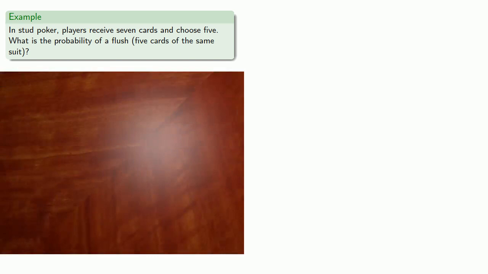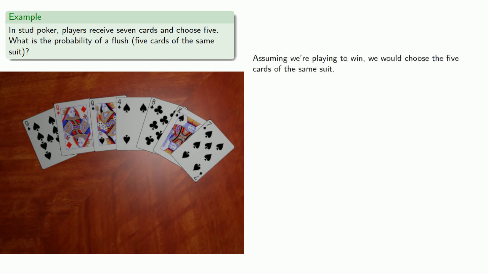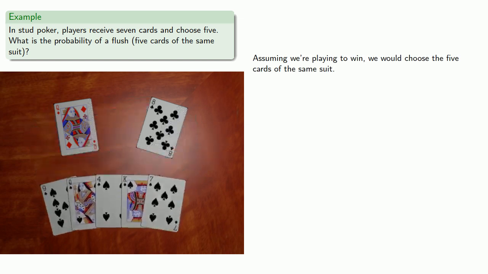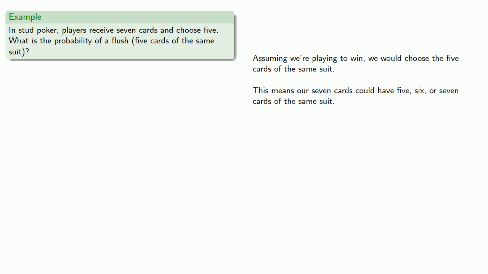Now, there's a number of poker variants. So in stud poker, players receive 7 cards and choose 5. What's the probability of a flush, which is, again, still 5 cards of the same suit? Now, assuming we're playing to win, we would actually choose the 5 cards of the same suit that we got. And this means that our 7 cards could have 5, 6, or 7 cards of the same suit. So this time there's 52 choose 7, or about 133 million different ways to choose 7 cards.